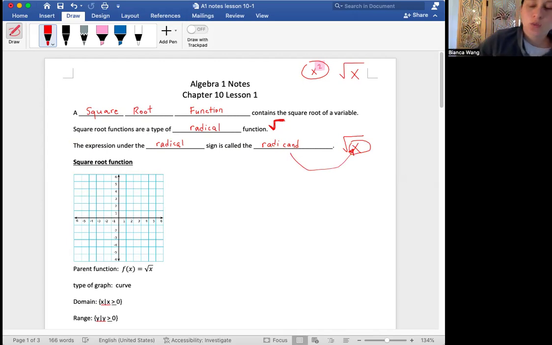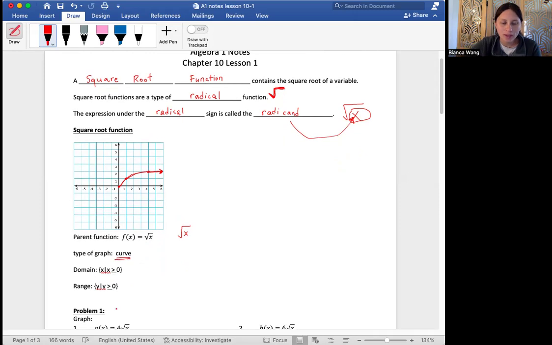Now, what would a square root function look like on a graph? The standard function would look kind of like this, curving outward to the right, like half a horizontal parabola. This is the standard. The parent function is the square root of x, and it's a curved graph.